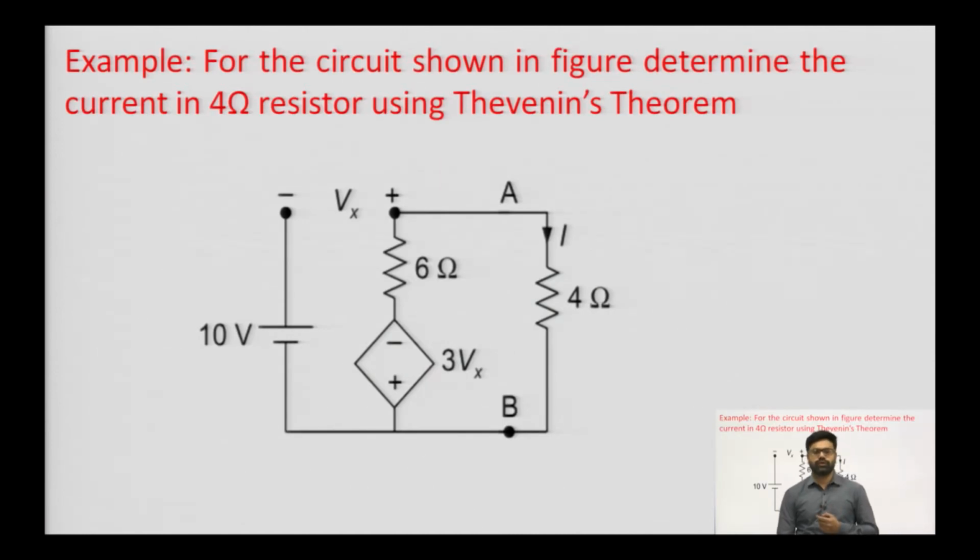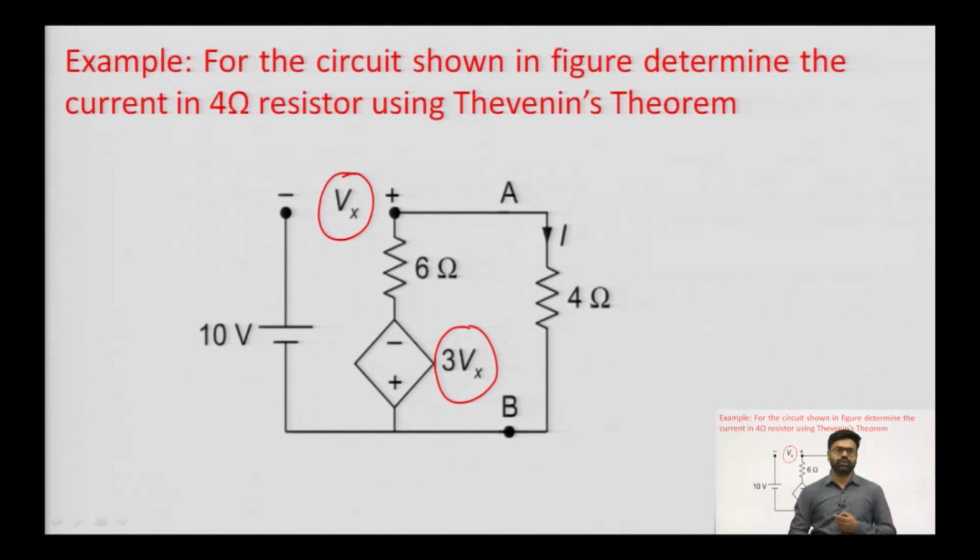Now, there is another example on dependent sources. Suppose this is the circuit and we need to find the current in the 4 ohm resistor using Thevenin's theorem. We have a voltage source Vx here, and a voltage source which is dependent on this voltage Vx. So, it is a case of dependent source, and again we will follow the same procedure.